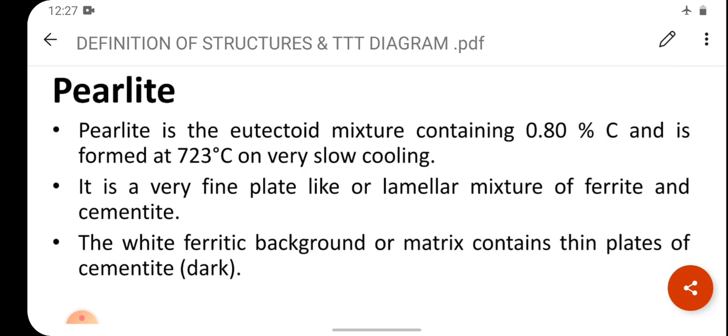So you can see that it is a fine plate-like or lamellar mixture of ferrite and cementite. This is known as pearlite. It will be seen with the help of a metallurgical microscope. The white ferritic background or matrix contains thin plates of cementite that are dark in color. Cementite क्या होता है? Dark color से होता है. You can differentiate what is cementite, what is pearlite, what is ferrite with the help of a microscope.